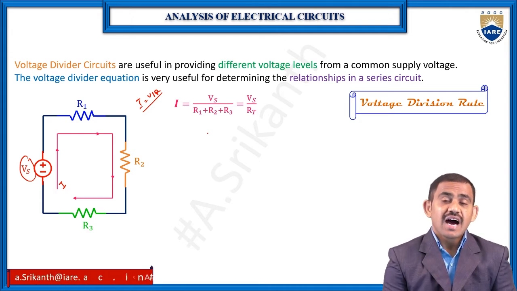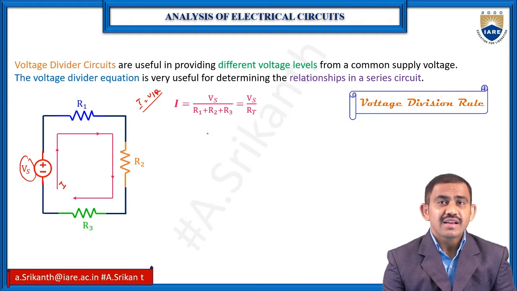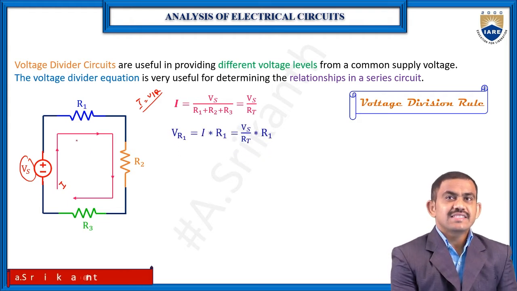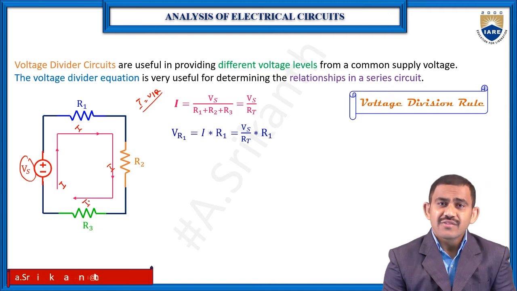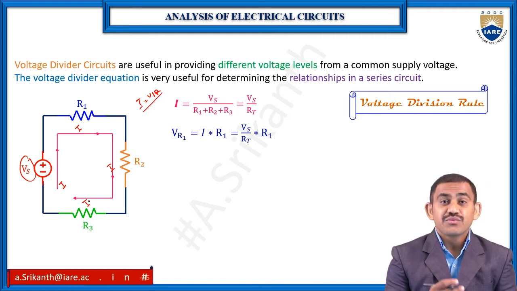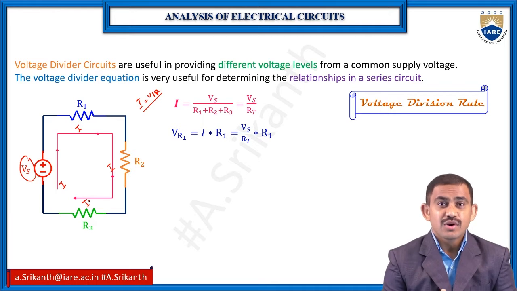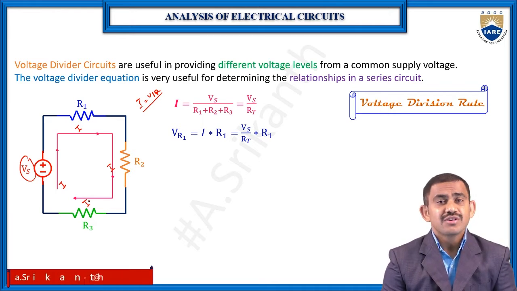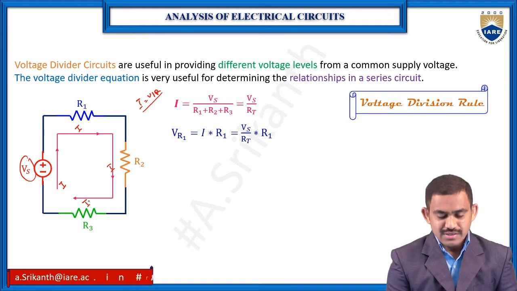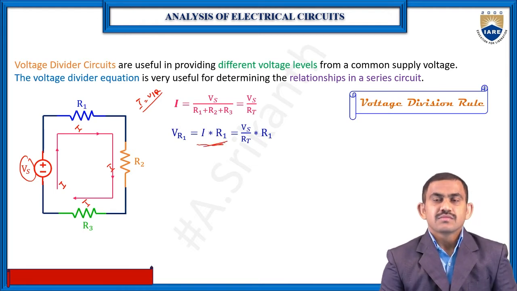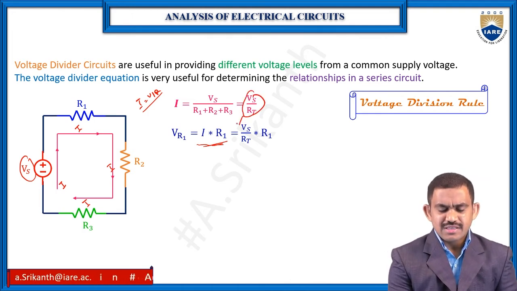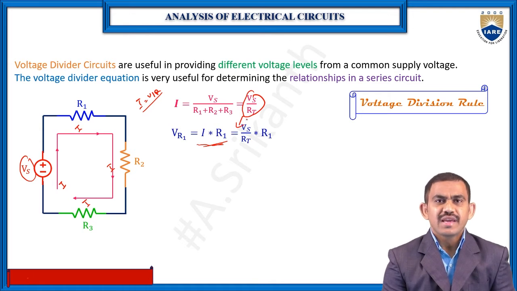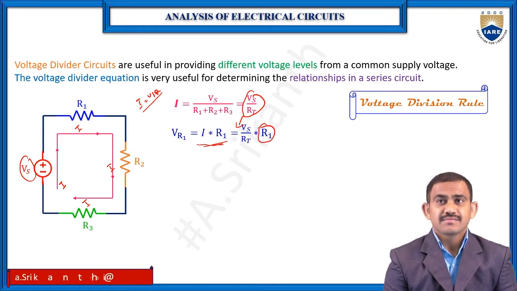Now I want to find the R1 voltage. I is the same here, the same I at R2 and the same I at R3. I know the I value and I know the R value, so we can find the V value. The voltage drop across the R1 resistor equals I into R1. Substituting I equals Vs by R total, and R1 is as it is.